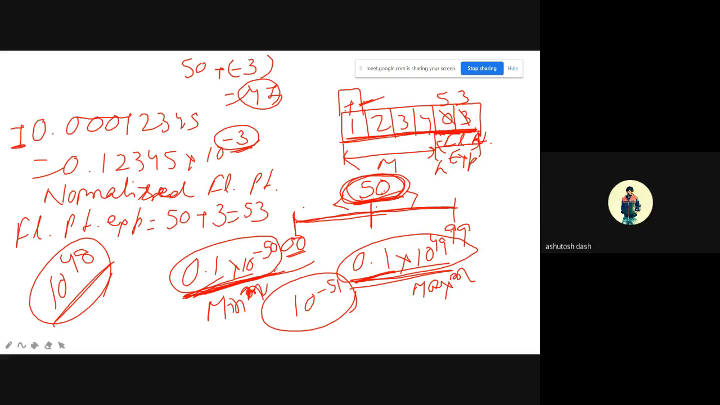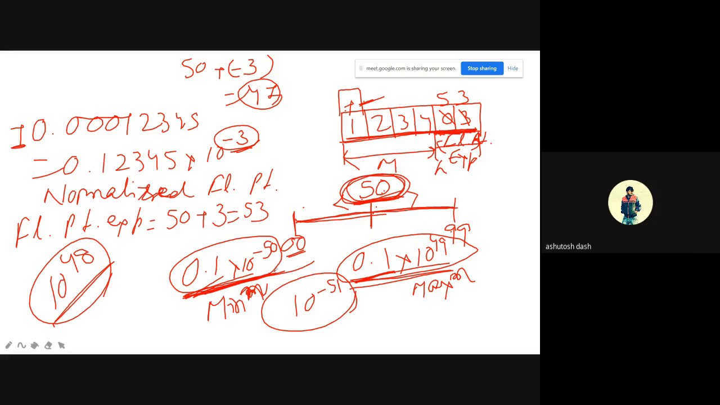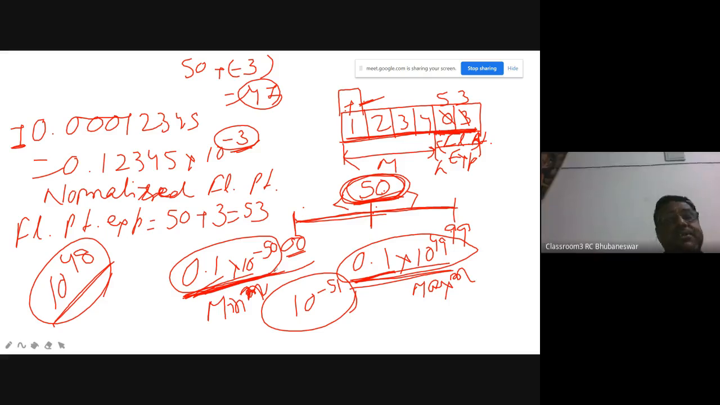With this format, if you want to store more numbers or smaller numbers, then only we have to increase the size of the register. Otherwise, with this register, we can have this much of values. Understand? Now write down one question.